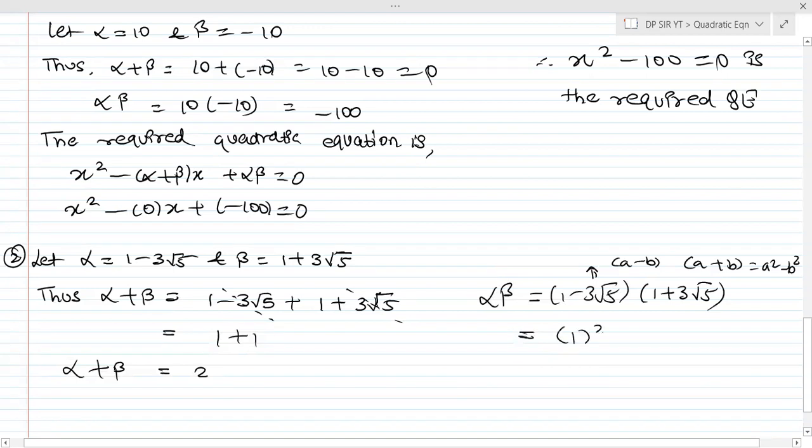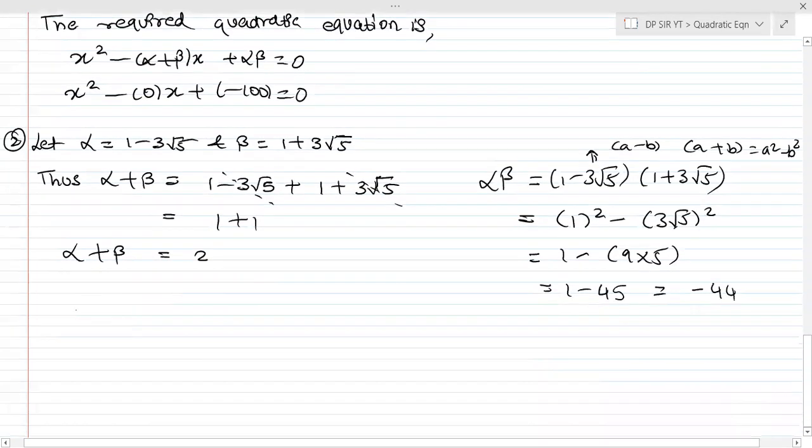It is going to be 1 square minus 3 root 5 the whole square. ऐसा ही मत छोड़ो, इसको सॉल्व करो. 1 square is 1 minus 3 square is 9. Root 5 का square is 5. So it's going to be 9 into 5. Here it's going to be 1 minus 45. Here it's going to be minus 44. Easy. So alpha plus beta मिल गया, alpha into beta मिल गया.